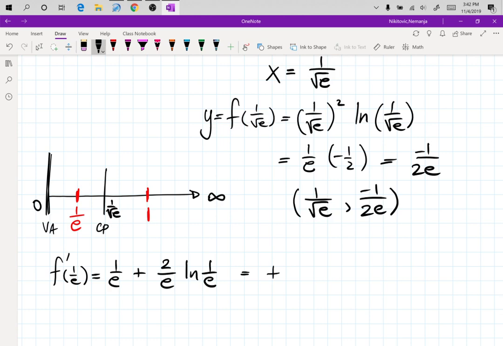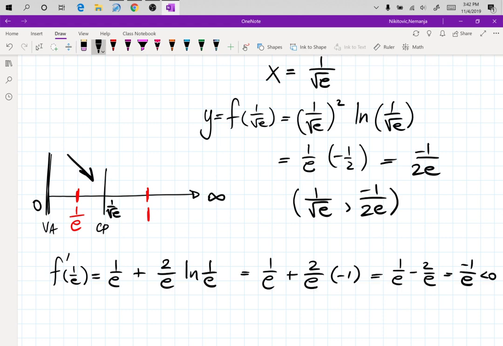And all of these values are positive because, oh, lies. ln of 1 over e is negative 1. Hold on, we have to compute this. We have 1 over e plus 2 over e times negative 1. Because ln of e to the minus 1 would be, ln and e cancel, and so this is 1 over e minus 2 over e, which is negative 1 over e, less than 0, so we have a decrease over here.